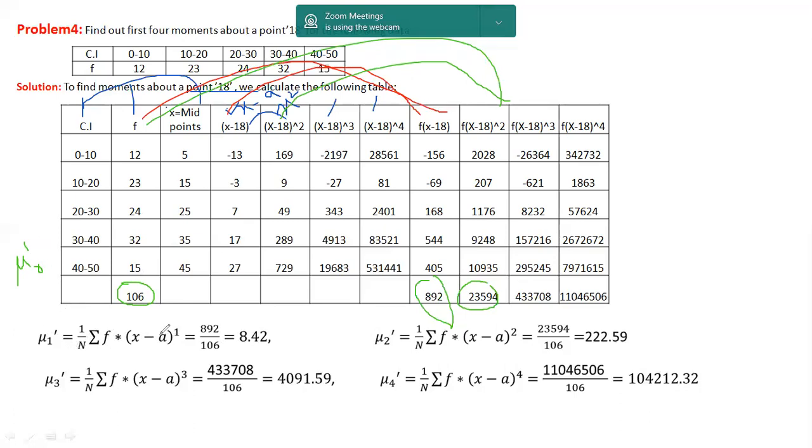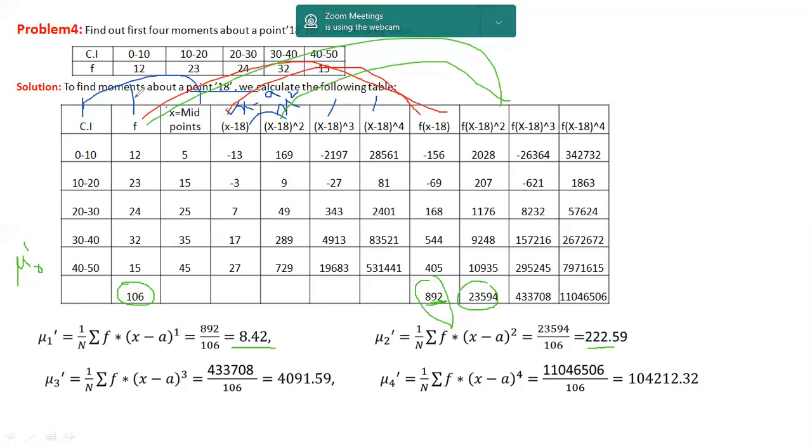So here we are substituting those values. The summation of f into x minus a, that we got as 892, divided by the total frequency 106. So the first raw moment is 8.42. Similarly, the second raw moment is 23,594 by 106, which is 222.59. Similarly, we calculate the remaining two moments also.